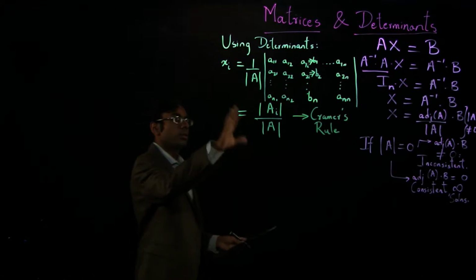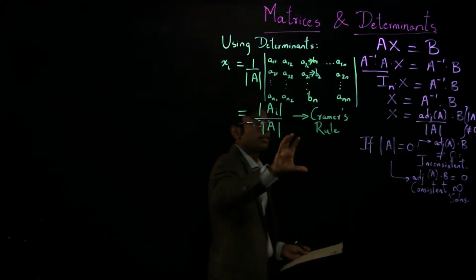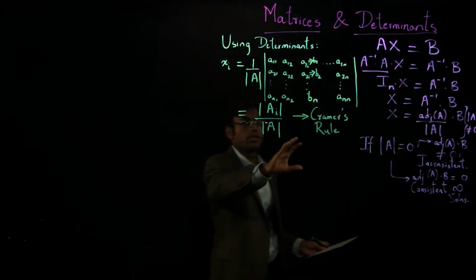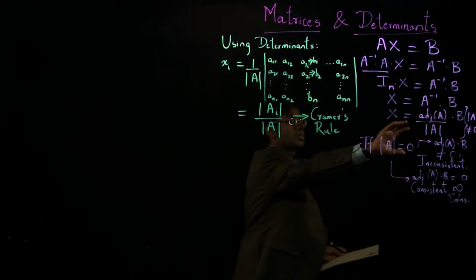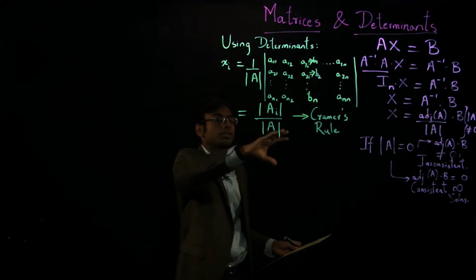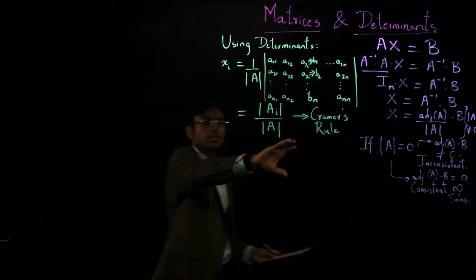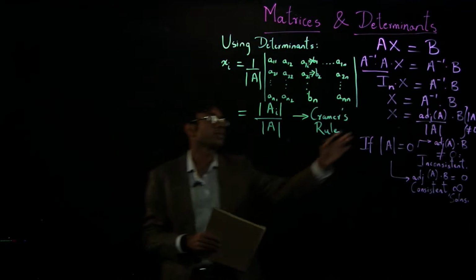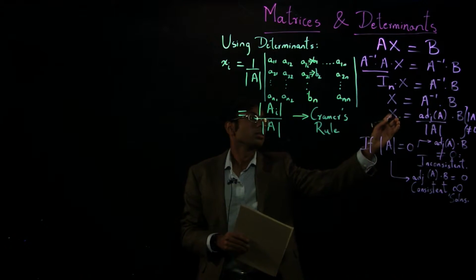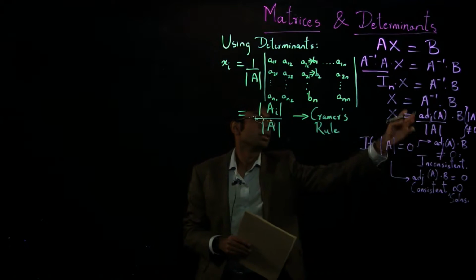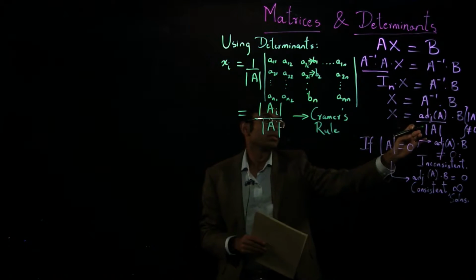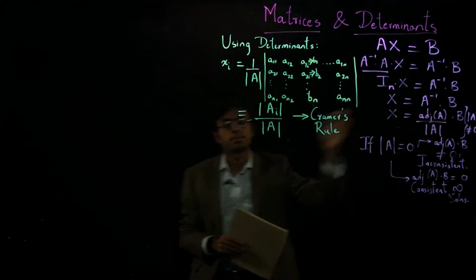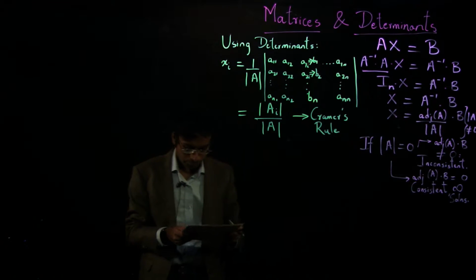In reality these two are identical. If you care to write this whole thing down symbolically, you can show that this works out to be exactly this. So each element of this x will work out to be adjoint of A over determinant of A times the matrix B, which will work out to be this.